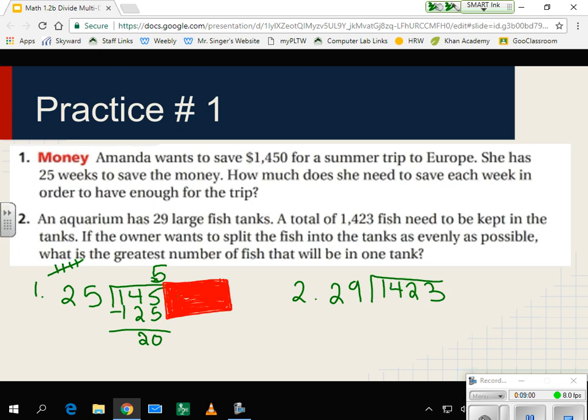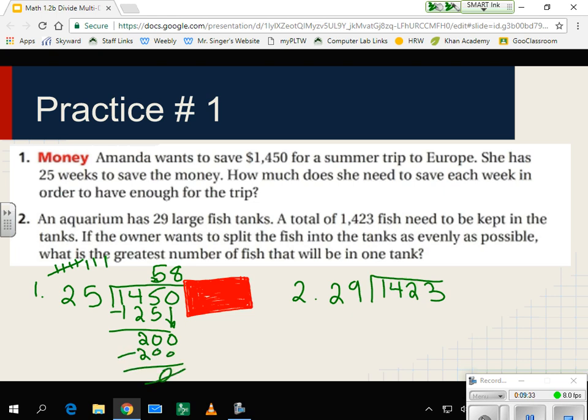Now 20 is smaller than 25, so we have to keep going. So we slide over and we see that we have one more place value that we have to bring down, and now we have 200. So you have to figure out how many times 25 goes into 200. Well, we know that 25 goes in 5 times, it makes 125. So if we keep going, 6 would be 150, 7 would be 175, and 8 would be 200. So 25 times 8 is 200.